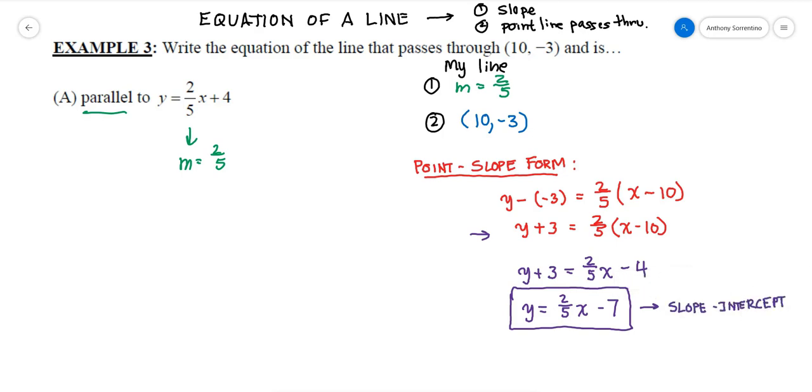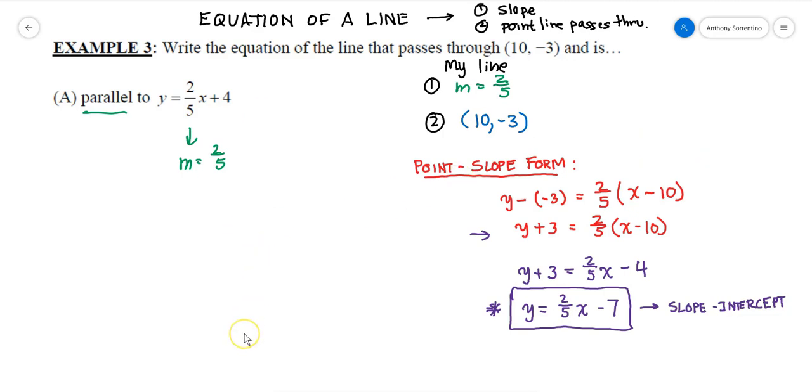So either answer is acceptable for this because they're not telling you what format to write it in. This one here just happens to be usually the most used format, so most of the time when you look at answers in the book, unless you're told to write it specifically in point-slope form, you're probably going to see it in slope-intercept form more often than not.